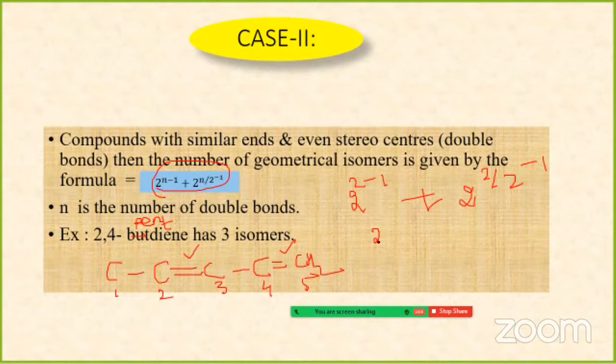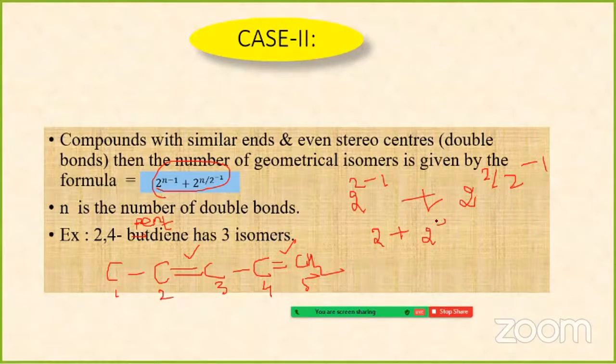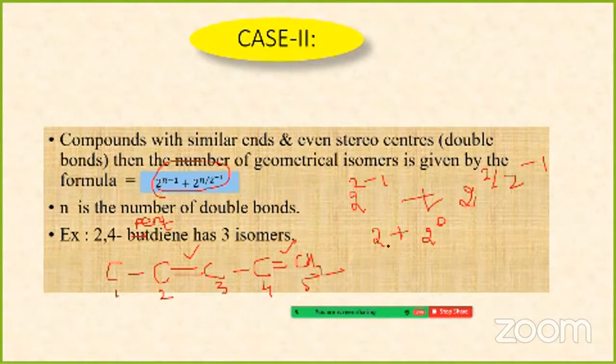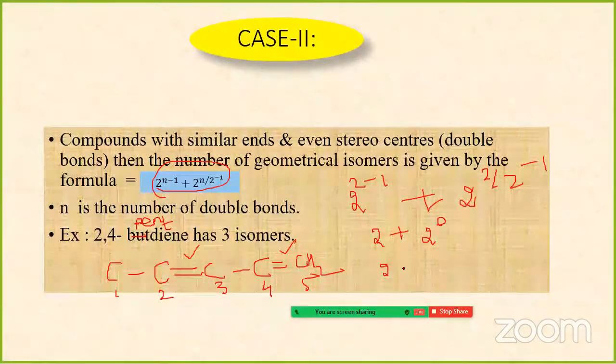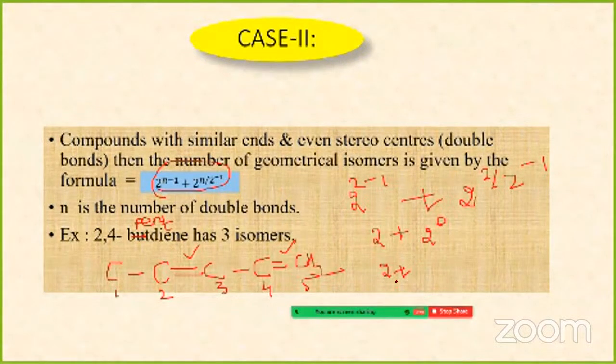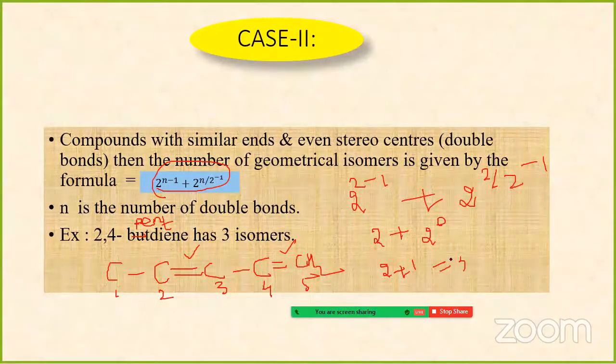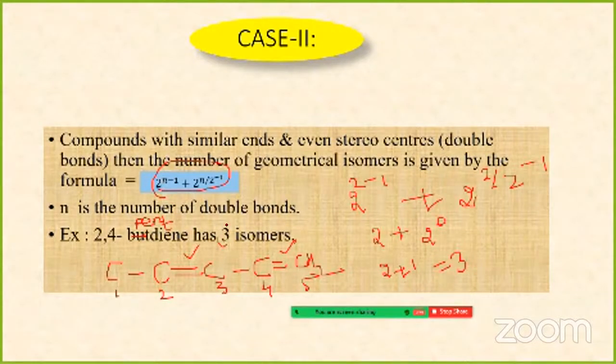Plus now 2 to the power of 2 by 2 minus 1. 2 by 2 means 1, 1 minus 1 is 0. So here you will get 2 to the power of 0. So what is the answer here? 2 plus 2 to the power of 0, and a to the power of 0 means 1, so 2 to the power of 0 is 1. So 2 plus 1, how much are you getting? 3. So that's why this compound, 2,4-pentadiene, has 3 isomers.